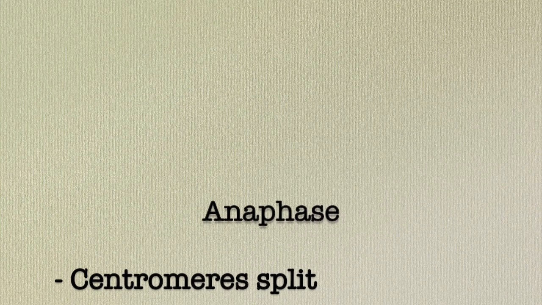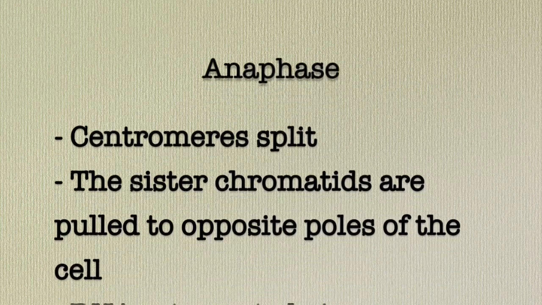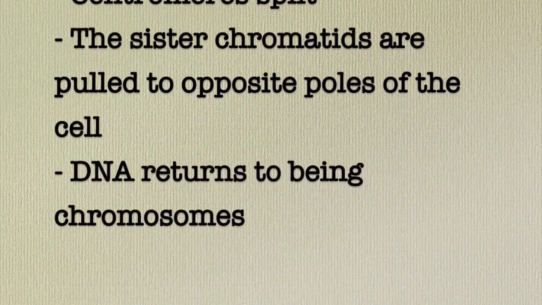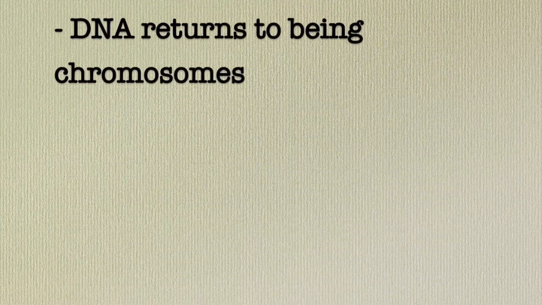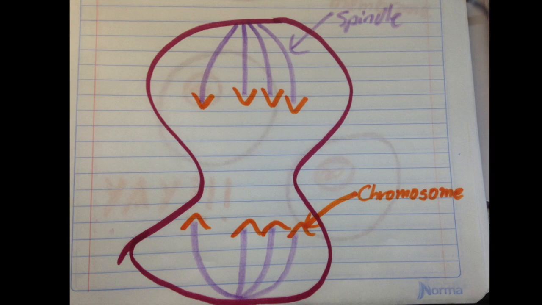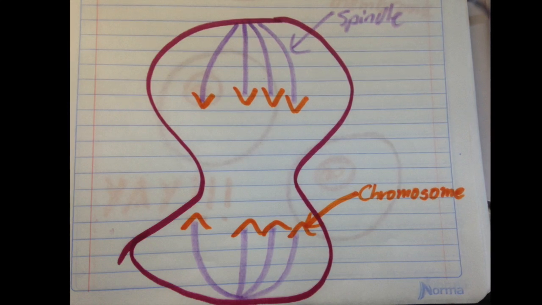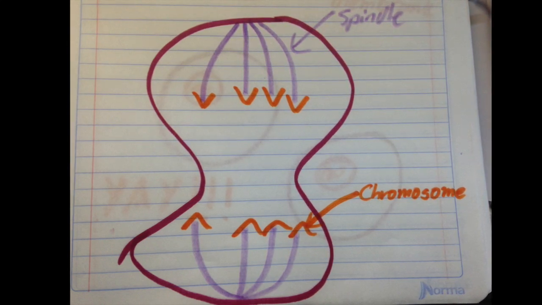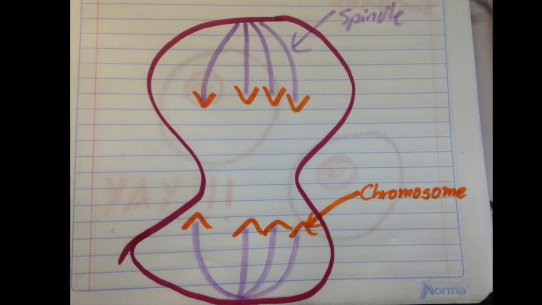Next comes the anaphase. During the anaphase, the centromere is split and the sister chromatids are pulled to opposite sides of the cell. In the image, we observe how the spindles have pulled the sister chromatids apart by breaking the centromere, and they are pulling them to their pole of the cell.